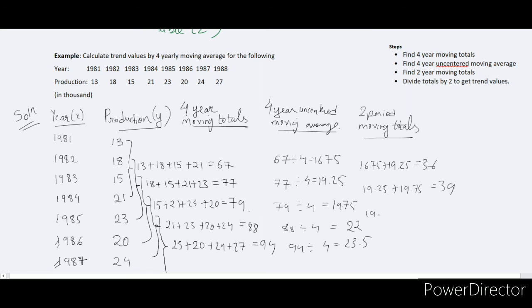Then the next group, 19.75 plus 22, we get 41.75. This corresponds with 1985. And the next 2-period moving total, we take the values 22 plus 23.5, we get 45.5, which corresponds with the year 1986.